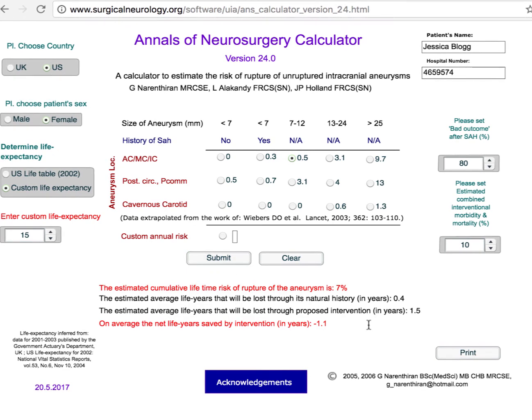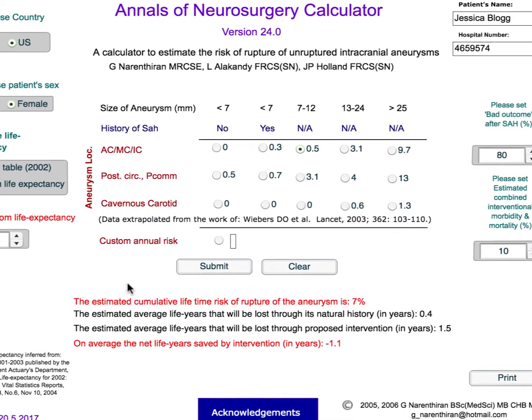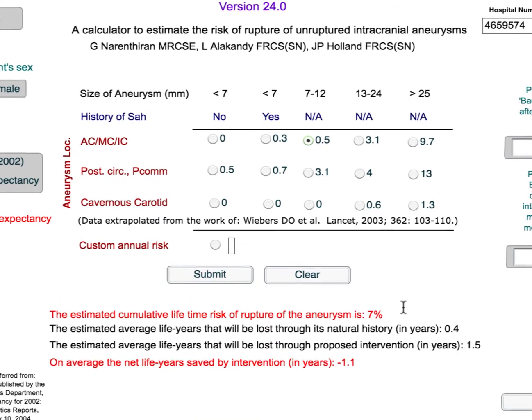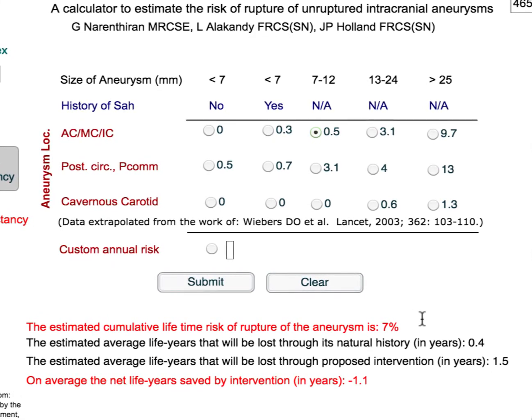So here we get the report. The first line says that the estimated cumulative lifetime risk of rupture of the aneurysm is 7%. So over the next 15 years, the cumulative risk of rupture is 7%. If you have 100 patients, then 7% of them will likely have an aneurysm rupture. The second line says the estimated average life years lost through the natural history is 0.4 years. So if you have 100 patients all having this anterior circulation aneurysm, and you follow them up for 15 years without intervention, then on average each person will lose 0.4 years through rupture of that aneurysm, resulting in either death or severe morbidity.